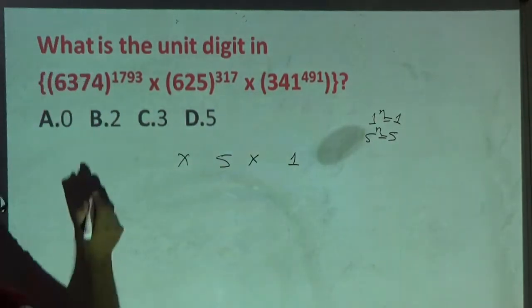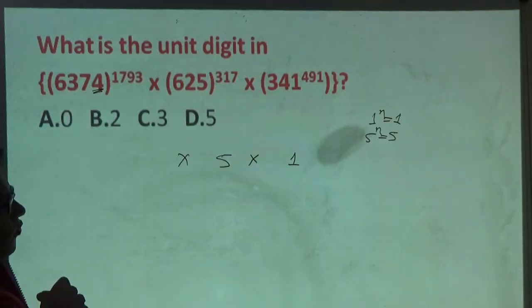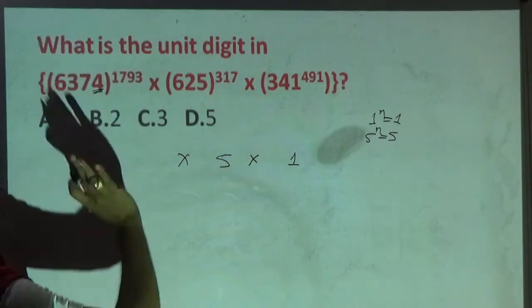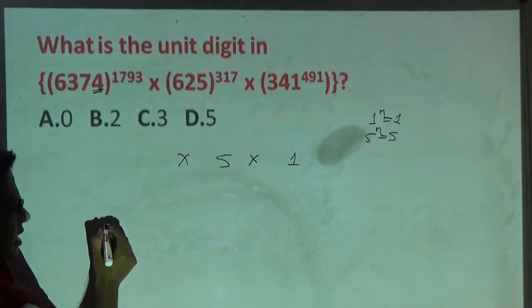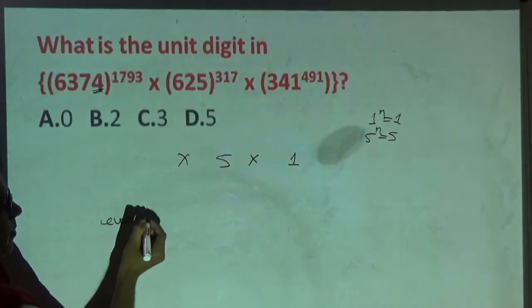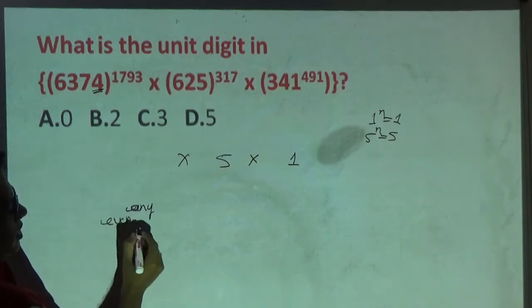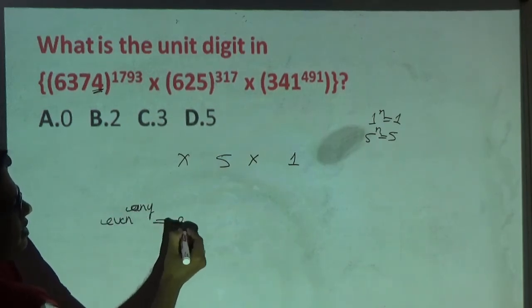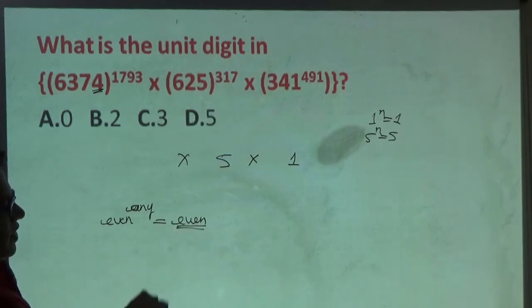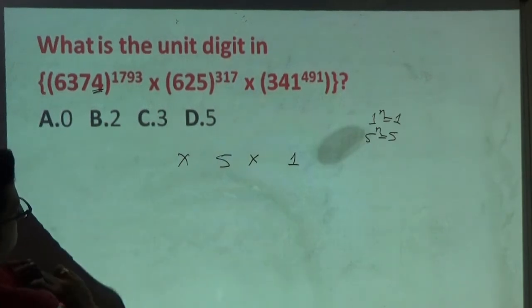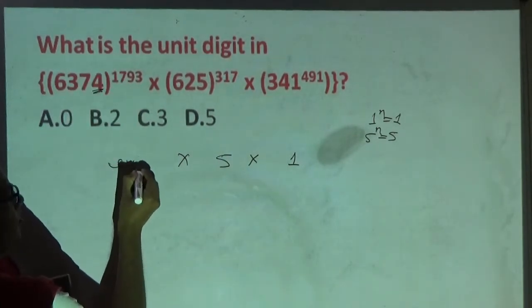But now you observe here. In the units place what am I having? 4. 4 is what? An even number. Even number to the power anything, for example, an even number to its power anything is always an even number in the units place. So this is an even number, right?